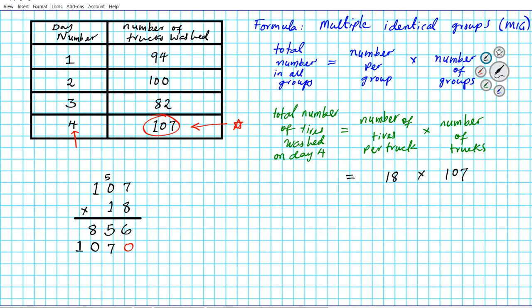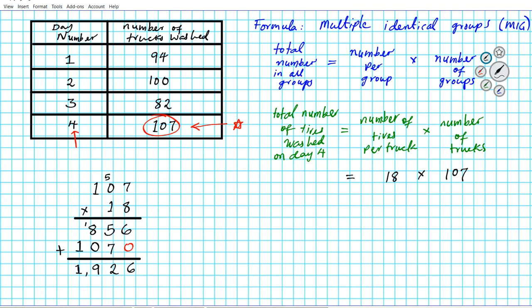Ladies and gentlemen, we're going to proceed to combine the digits downwards. We're adding. 6 plus 0 is 6. 5 plus 7 is 12. 2 carry 1. 1 plus 8 is 9. And then bring down the 1.